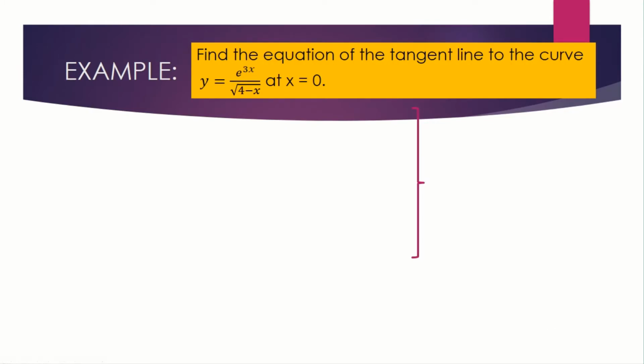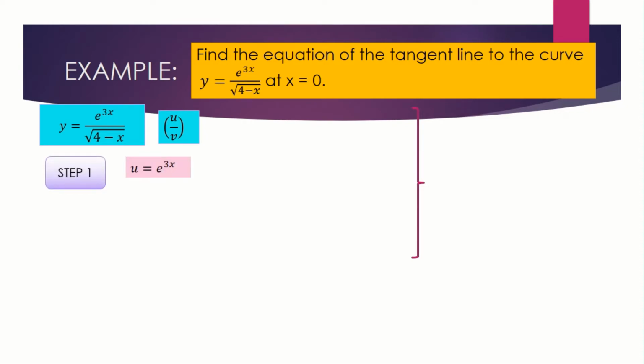In this example, we want to find the equation of a tangent line to the curve y equals e to the power of 3x divided by square root of 4 minus x at x equals 0. First of all, if you look at the y, it is in quotient form. Let's assume it is in the form u over v, where u comes from the numerator, e to the power of 3x, and v comes from the denominator, that is the square root of 4 minus x.